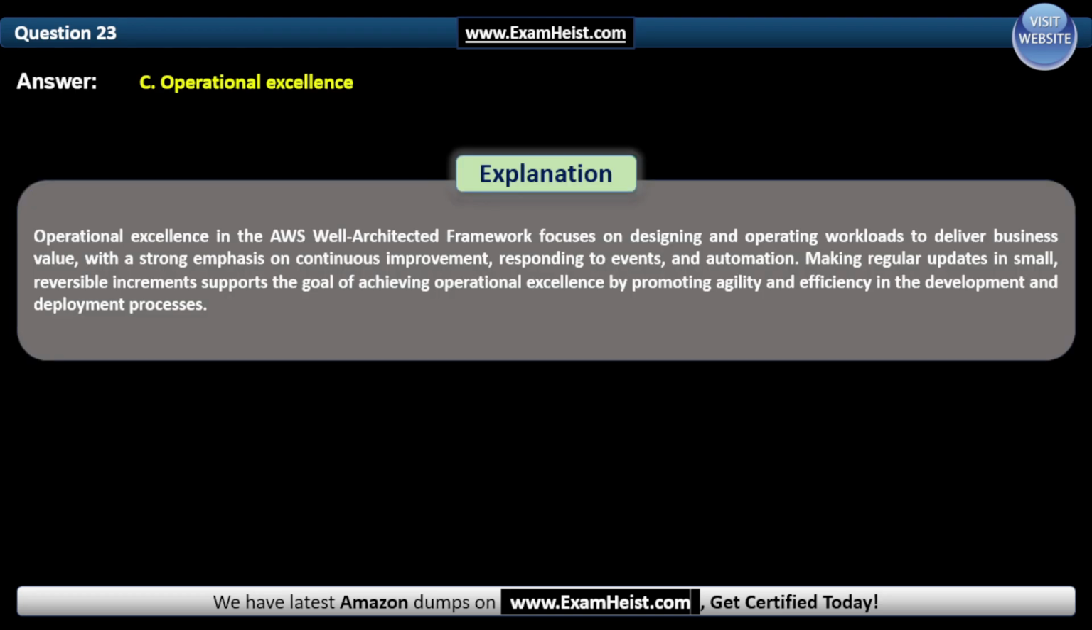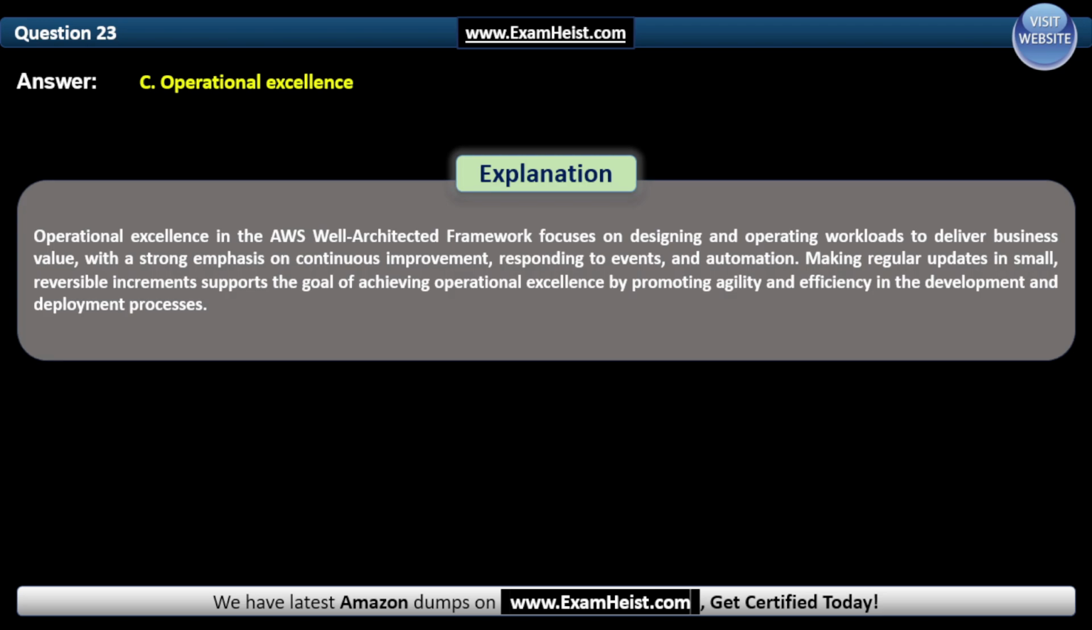Operational excellence in the AWS Well-Architected Framework focuses on designing and operating workloads to deliver business value with a strong emphasis on continuous improvement, responding to events, and automation. Making regular updates in small, reversible increments supports the goal of achieving operational excellence by promoting agility and efficiency in the development processes.